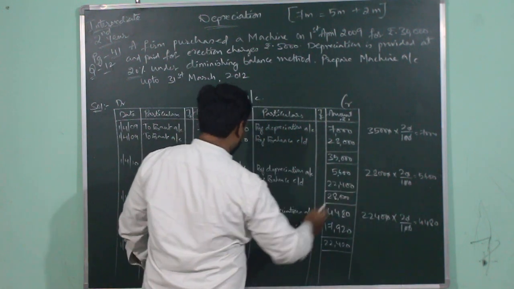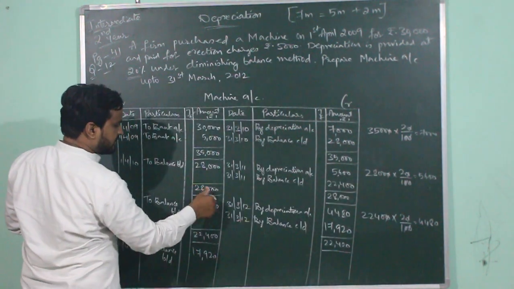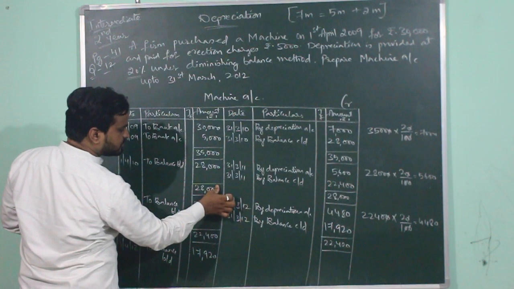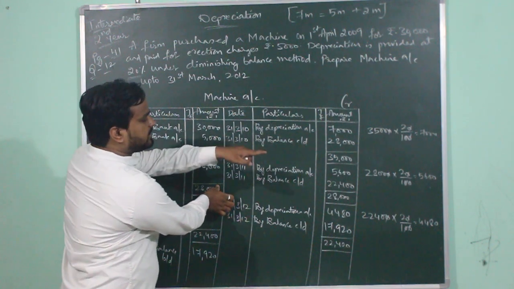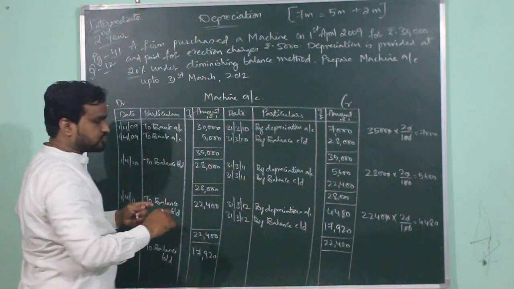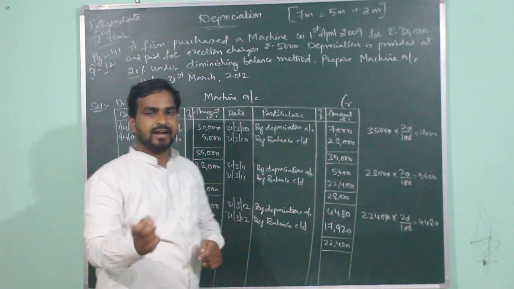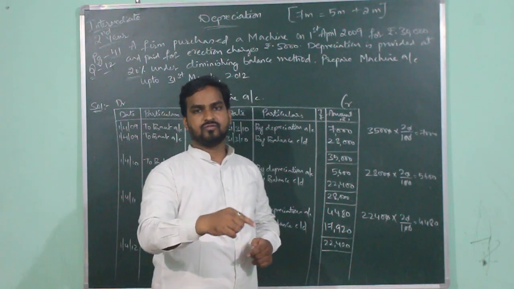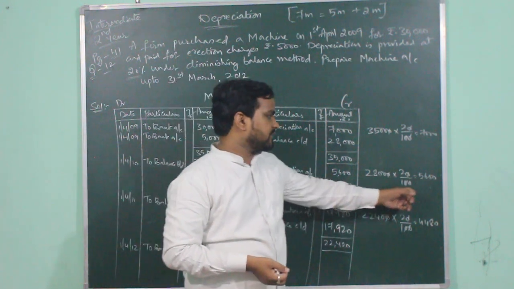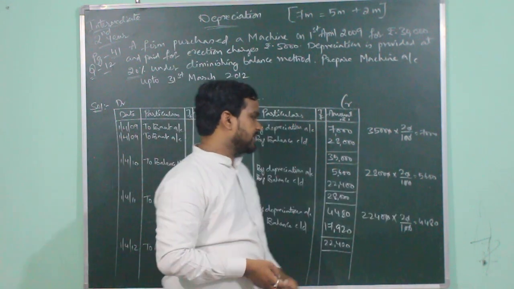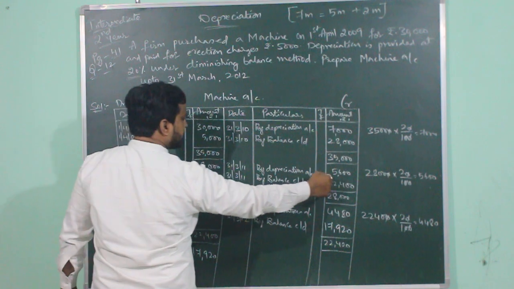What is the simple calculation for it? We can also calculate 10% of 28,000 by removing one zero, it is 2,800. Now for 20% we need to double the value. 2,800 plus 2,800, 800 plus 800 is 1,600, 2 plus 2 is 4 plus 1 is 5, so the depreciation is 5,600. So here the depreciation is taken as 5,600.